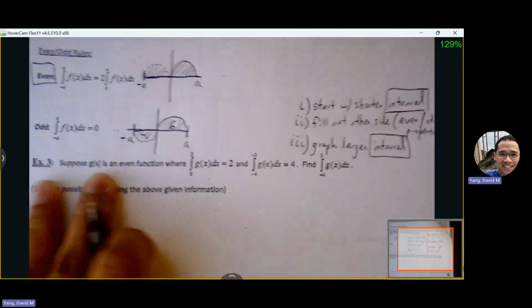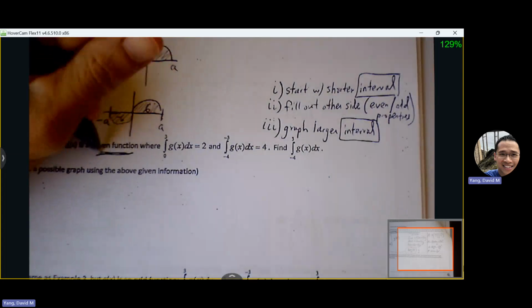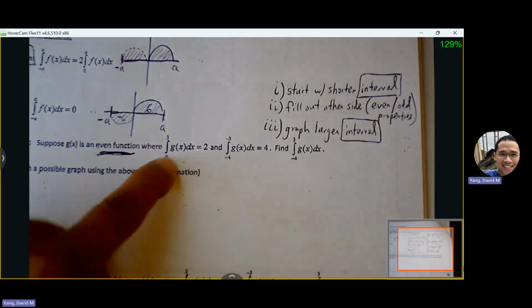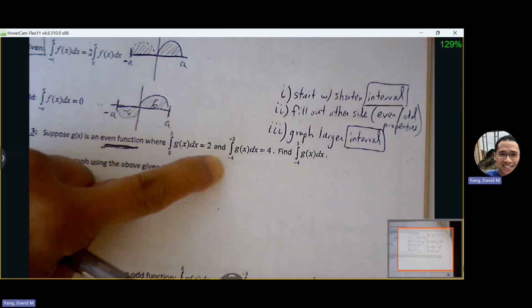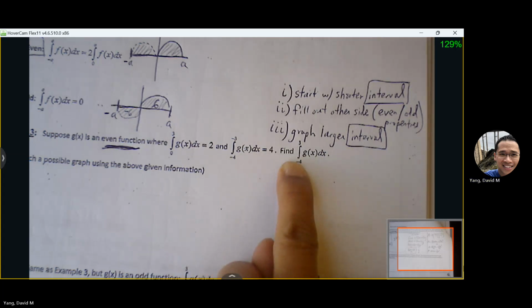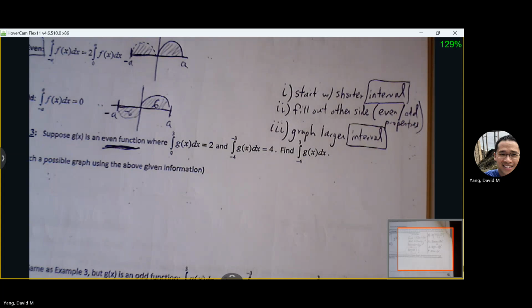Okay, so here's example 3. Suppose g of x is an even function. Okay, so we know how our graph's going to end up looking. I can always work on both sides to get that duplicate mirror image to show up. I have one region from 0 to 3, area is 2, and then from -4 to -3, and the area is 4. Find the definite integral from -4 to 3 of g of x dx.